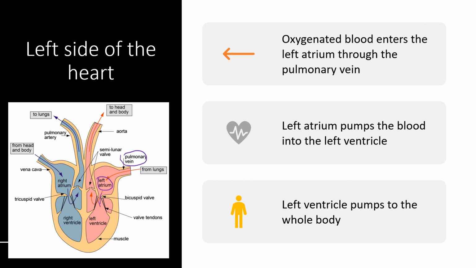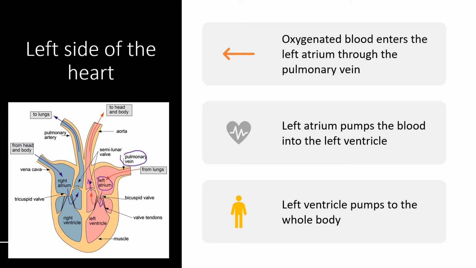When the left ventricle is filled, the bicuspid valve closes to prevent the backward flow of the oxygenated blood to the left atrium. Then the blood from the left ventricle is pumped through the semilunar valves into the aorta. The aorta takes the oxygenated blood to the whole body.